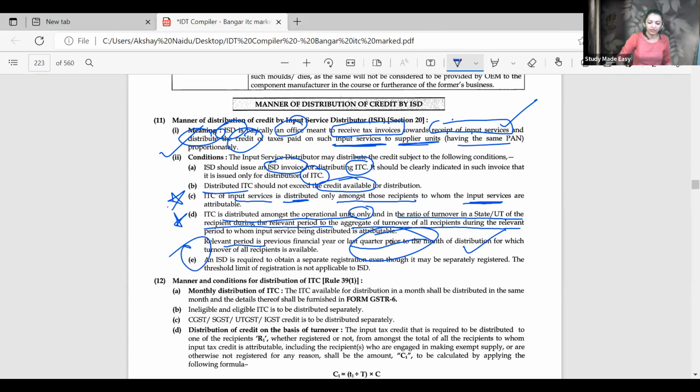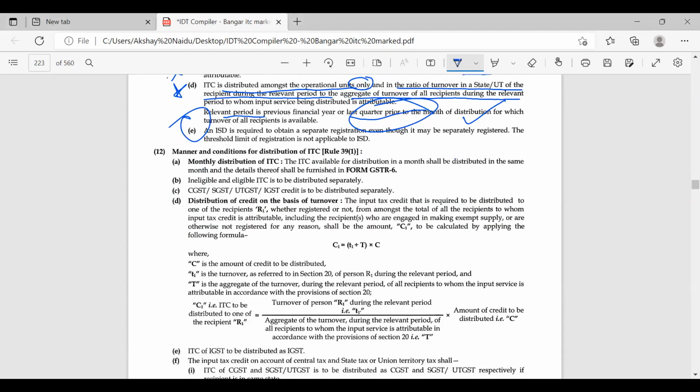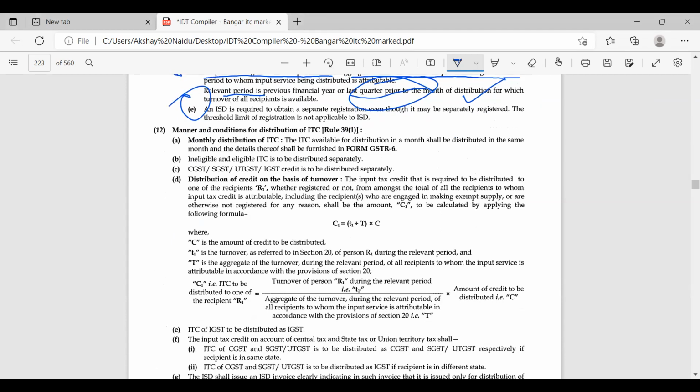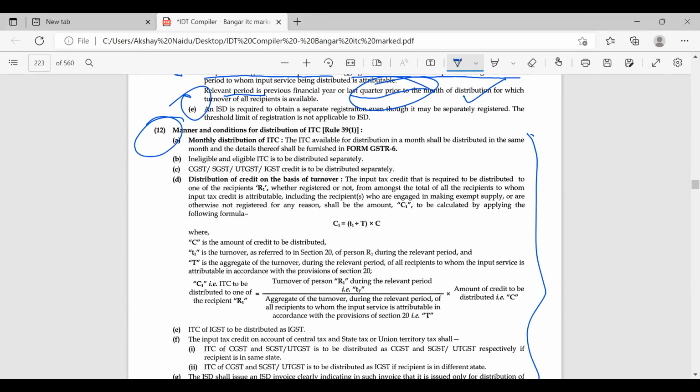What is this? E, I am unable to understand. Not at all. I can't understand. Separate registration, mandatory registration. It is mandatory to get separate registration. Now read point number 12. Can you just link it? Quickly read it, then we will understand.